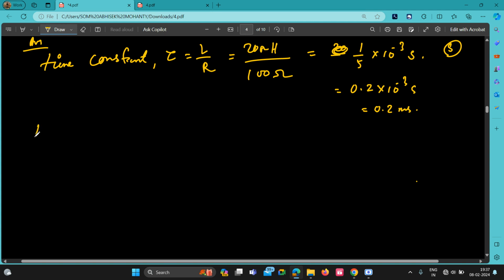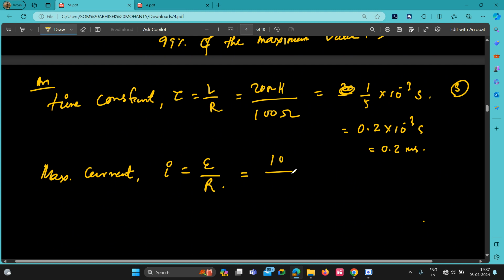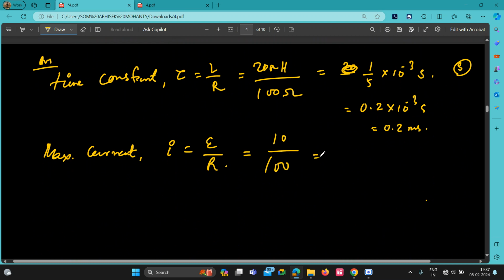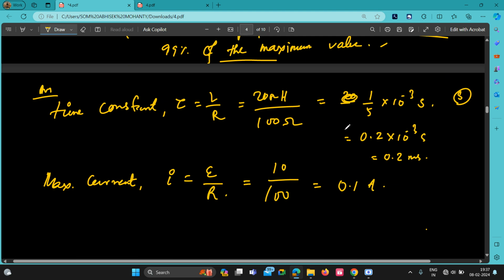Now the question is maximum current. What is the maximum current? I is equal to simply E by R. E is your 10 volt, R is your 100 ohms. So that gives me 0.1 ampere. The unit of current is ampere.